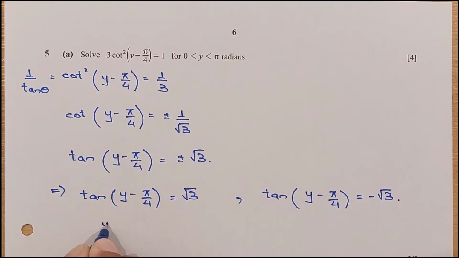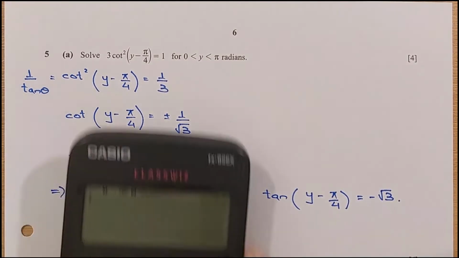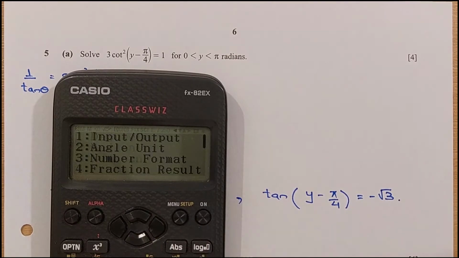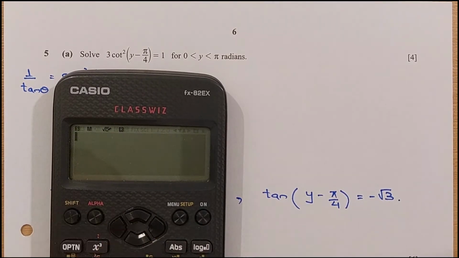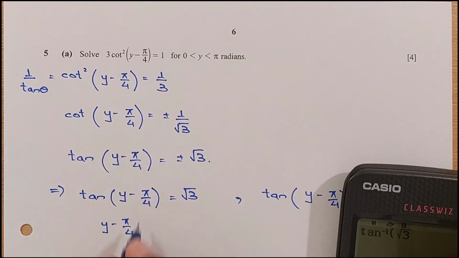Let me find the value of y minus pi by 4. This is tan inverse of square root of 3. The domain is in radians, so check that your calculator is in radians, right? Tan inverse of square root of 3 is pi by 3, right? So this equals pi by 3.